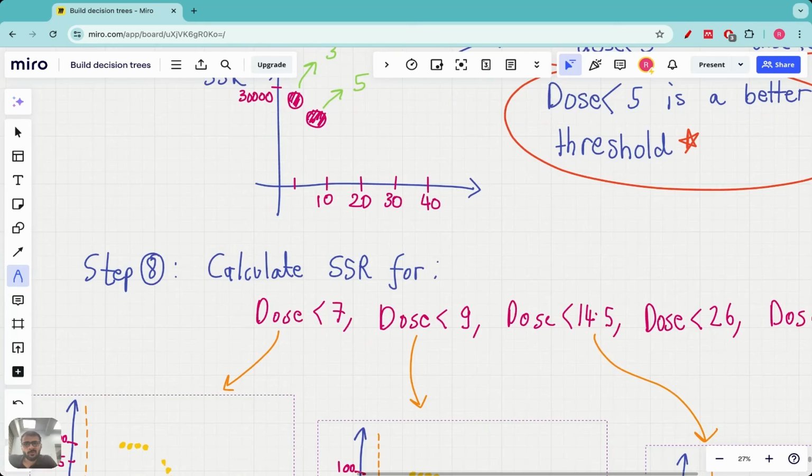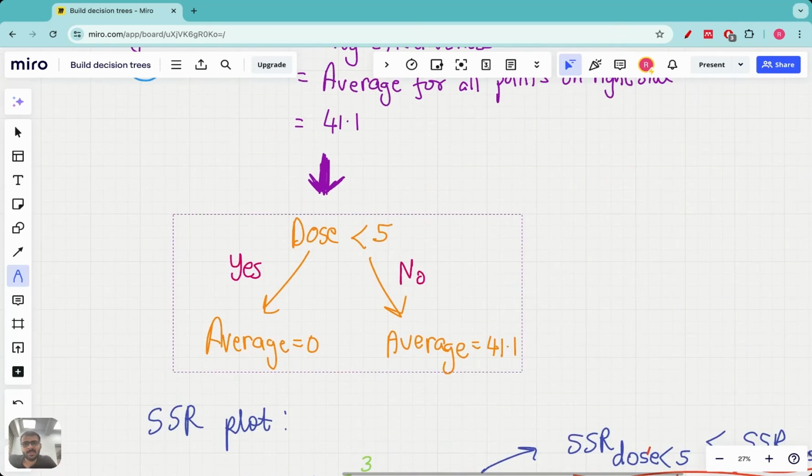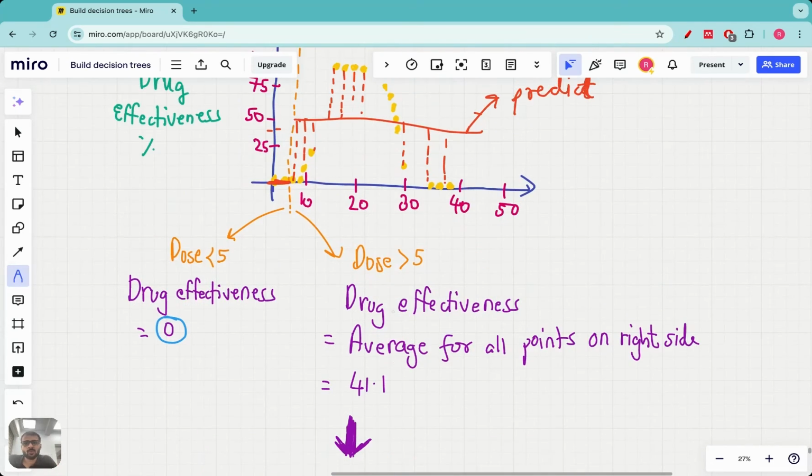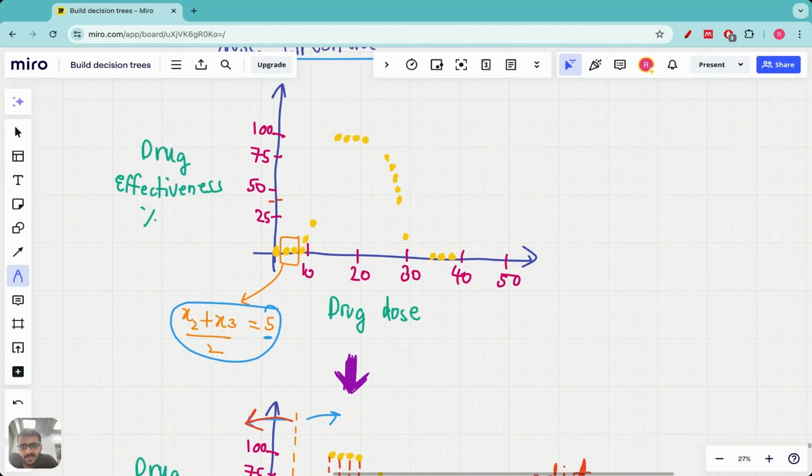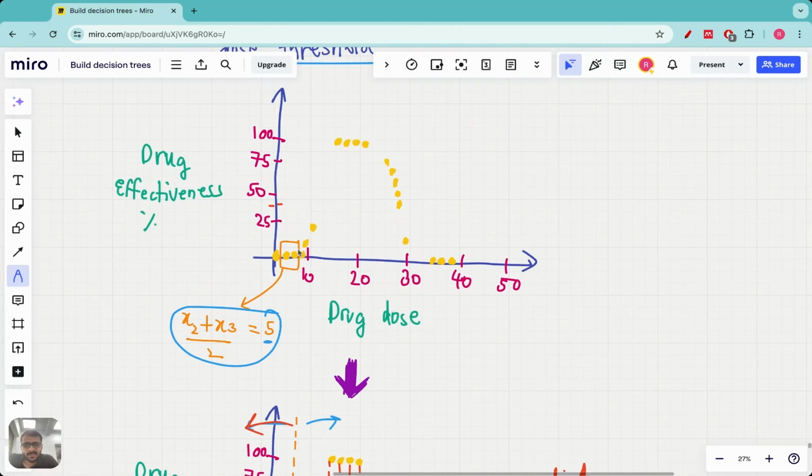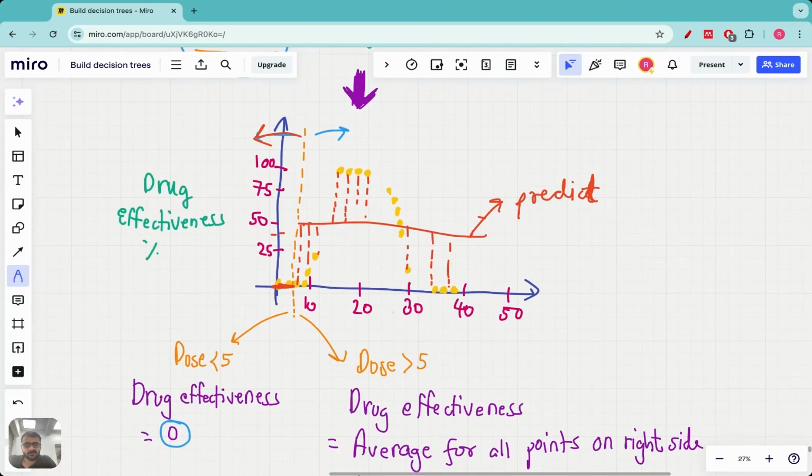In the next step, what we will be doing is sequentially taking the next set of points. So in this step, I have taken points 2 and 3, right? In the next step, I'll take points 3 and 4, then points 4, 5, 5, 6, 6, 7, 7, 8, 8, 9, 9, 10, 11, 12, 12, 13. I'll find their average, like we did x2 plus x3 by 2. So I'll find the average for all of these points, and then I'll have that as the threshold of my dosage, and I'll find the SSR values for all of those.